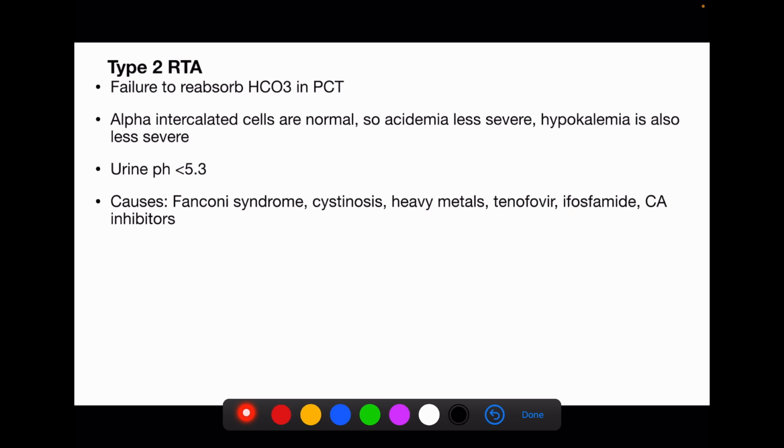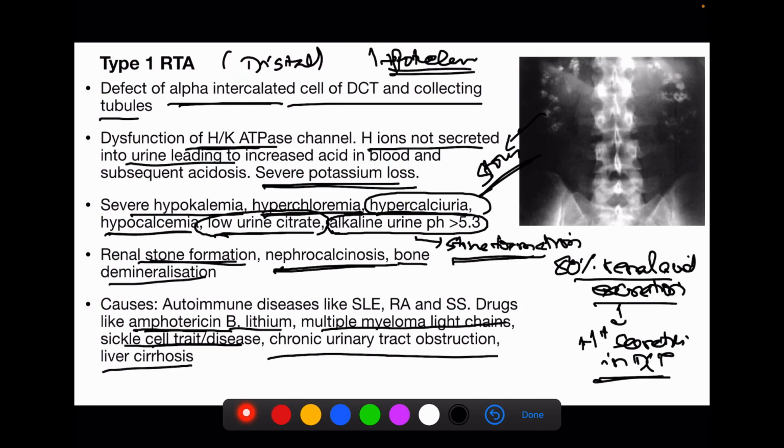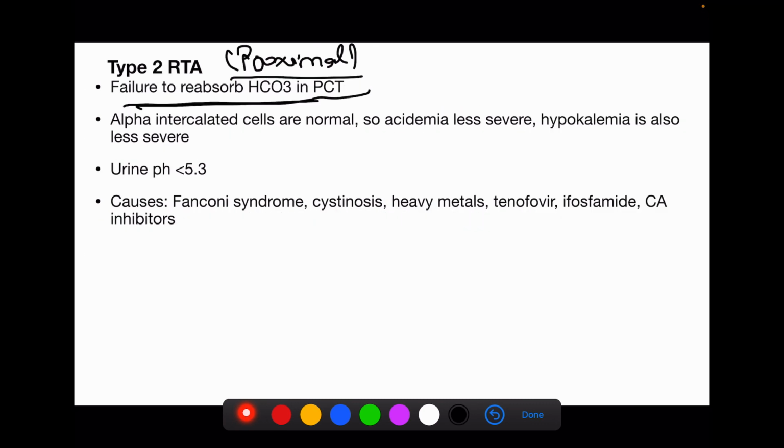The other one we'll now talk about is proximal renal tubular acidosis, type 2 RTA. The main defect here is in the PCT. In type 1 RTA, the defect is in the DCT, whereas in type 2 RTA, the defect is in the PCT, the proximal convoluted tubule. Here there is basically a problem in reabsorption of bicarbonate in the proximal convoluted tubule.